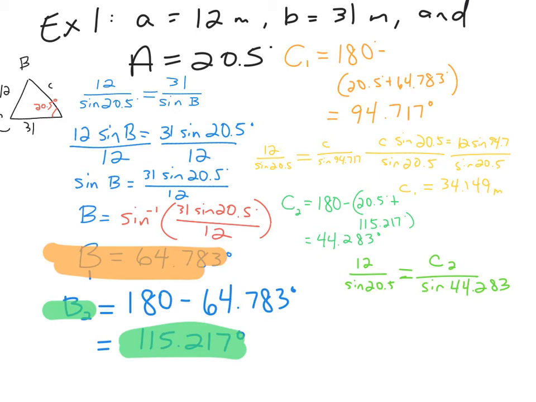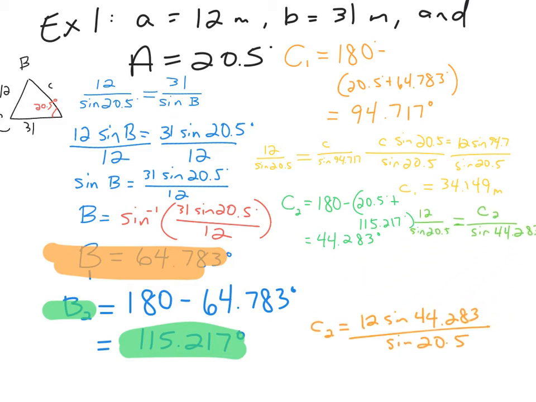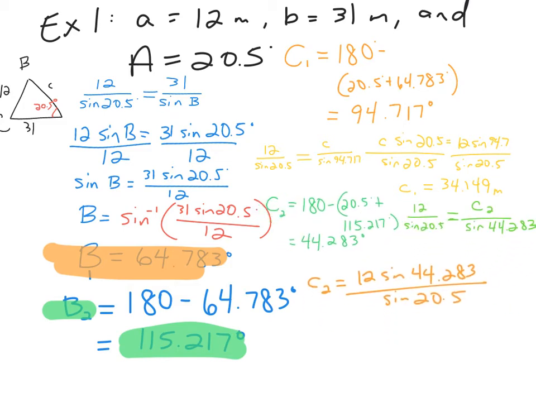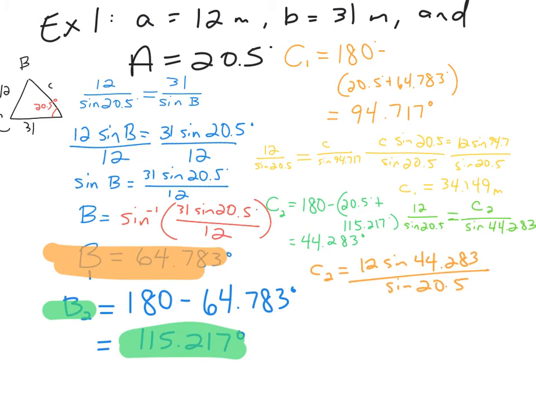And again, when we do this calculation, we can cross multiply and simplify. We're going to end up with C2 is equal to 12 sine 44.283 divided by the sine of 20.5. And then as we simplify that, when we type that into our calculator, we're going to get a value of 23.924 meters. And so that's going to give us all of our values.